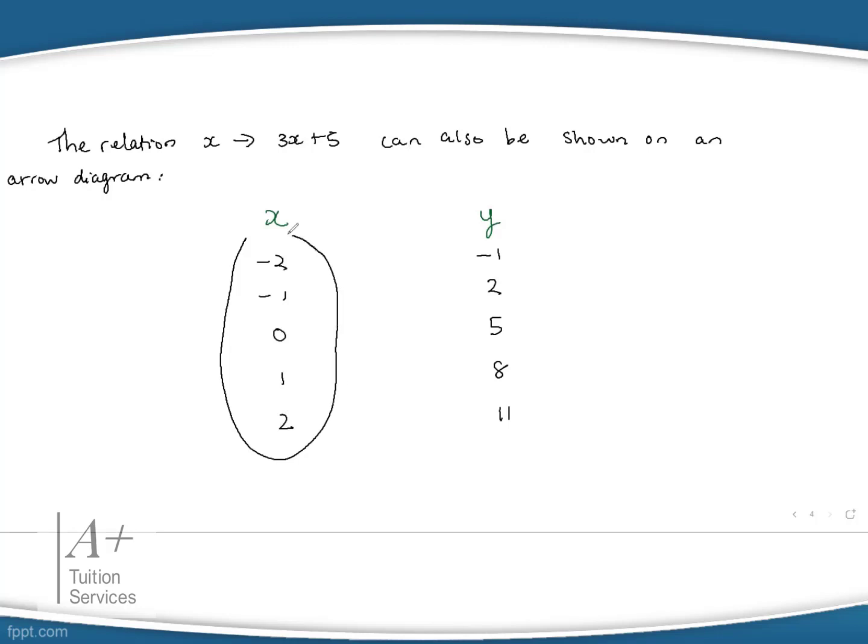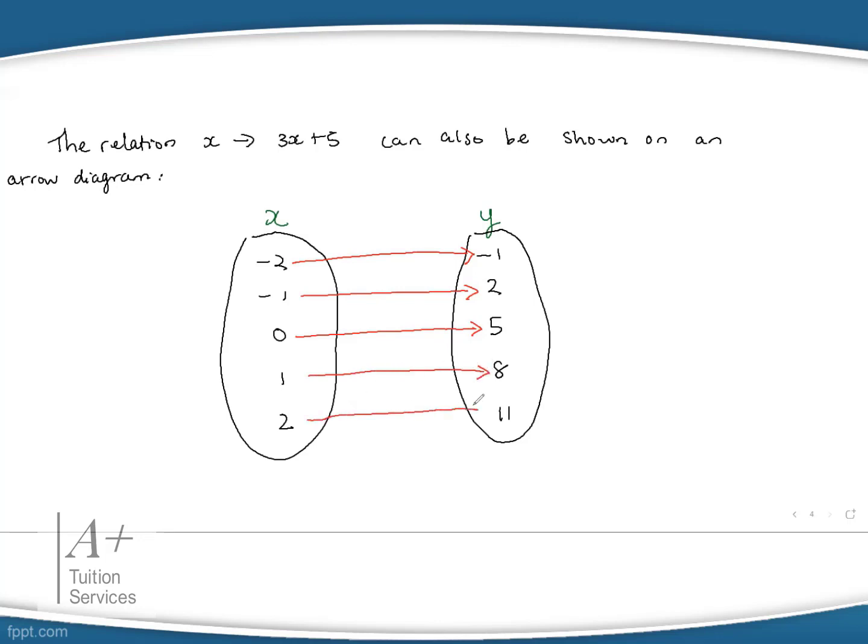They are usually in little ovals, and then we draw the arrows. So -2 is mapped on to -1, -1 is mapped on to 2, 0 is mapped on to 5, 1 is mapped on to 8, and 2 is mapped on to 11. So here I have a 1-to-1 relationship. Okay, so this is how we show relations. You are usually given a domain for x, and this is what starts your table. Then the relation is given on what x is mapped onto, and this is what you multiply the values of x by and add the constant value to obtain the value for y.